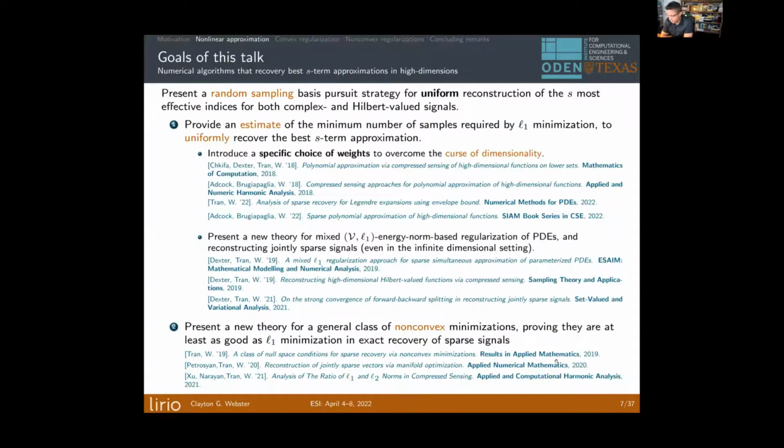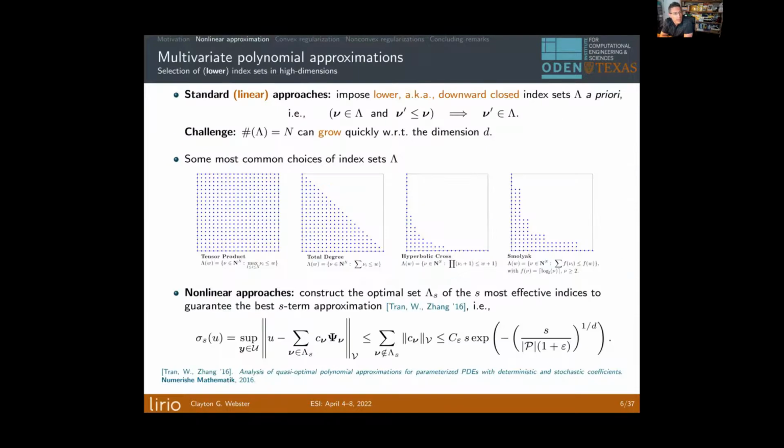Okay, sorry. So here's the kind of standard way, and we've even done this in the past, where we attempt to a priori define, say, a closed or a downward closed index set, knowing that the challenge is that the cardinality of this set can grow quickly with respect to dimension, in fact, typically exponentially. And as pointed out throughout many talks, here are just some examples of the polynomial index sets themselves that are typically used.